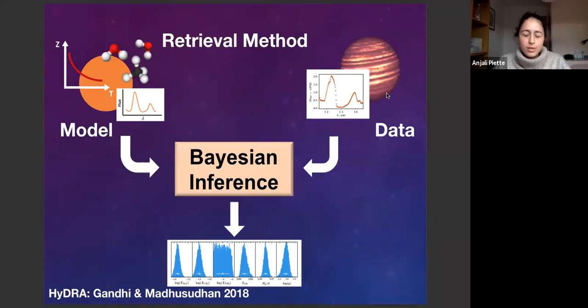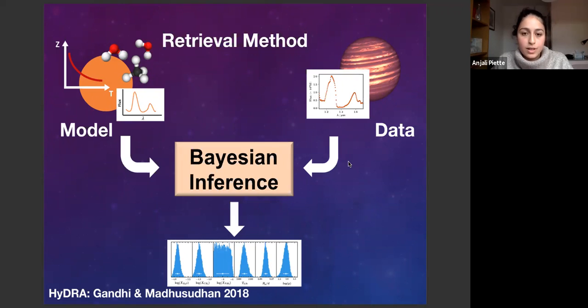So the general retrieval framework that I'll be talking about looks a little bit like this. We have a parametric model, first of all, which we use to fit the data using a Bayesian inference algorithm. And in particular, we're using nested sampling. And this is actually a framework that was developed by Sid Gandhi in 2018 with my supervisor Madhu. And it was originally developed for hot Jupiters. And so in this work, what we did was to adapt that and to think about what needs to change to retrieve these really high signal to noise spectra of isolated T-dwarfs.